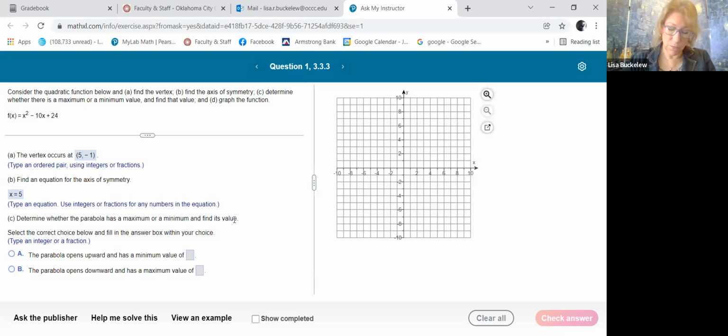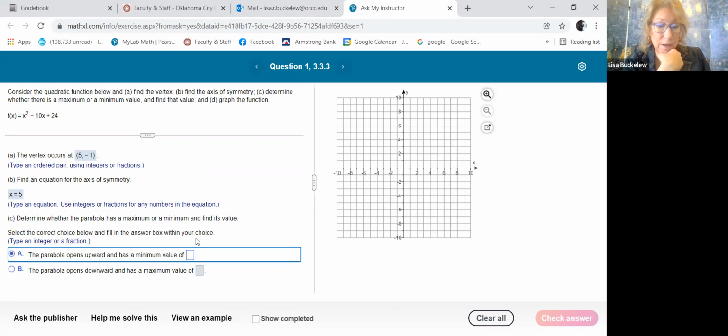All right, determine whether the parabola has a maximum or minimum and find its value. Well, this is interesting. I didn't write it on the paper, but this is a little bit of an interpretation thing. We talked about earlier that it's going to open upwards. So that means the vertex will represent a minimum. So part A, the parabola opens upwards and it has a minimum value of, okay, we've talked about this in Mod 1, but whenever they talk about a function value, we're talking about the y value.